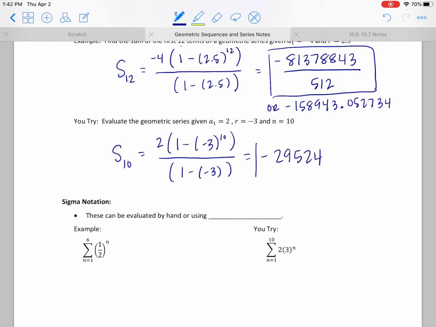like, I get it, it's fine. So -29,524. -29,524 is the sum for those 10 terms.